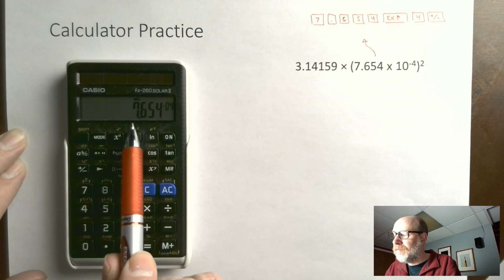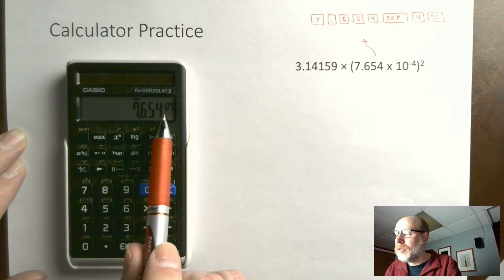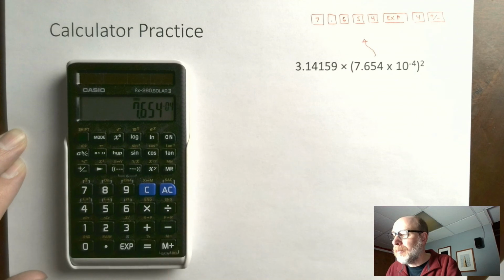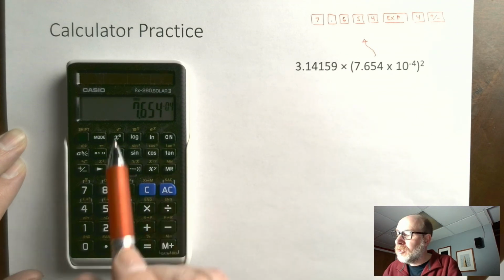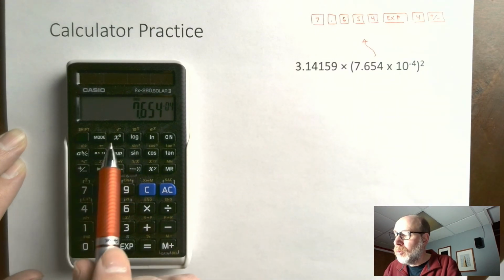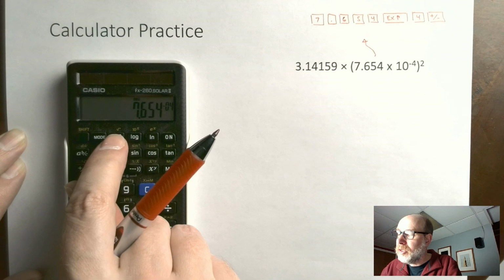Don't be fooled. That's not 7.654 to the minus fourth power. It's 7.654 times 10 to the minus fourth power. So just be careful about that. All right, so now we have this number in our calculator. We can go ahead and square it. We know where the square button is, so we're just going to square that number.